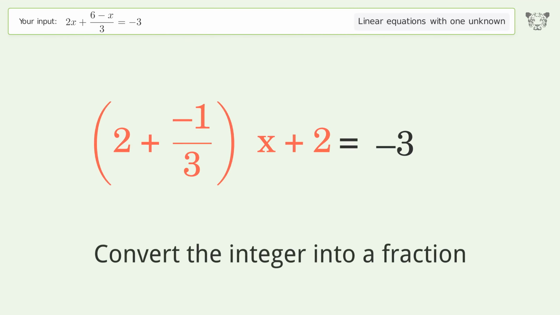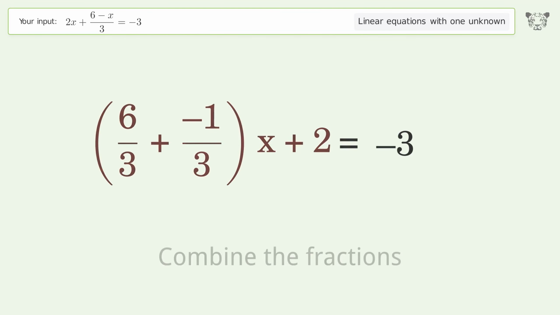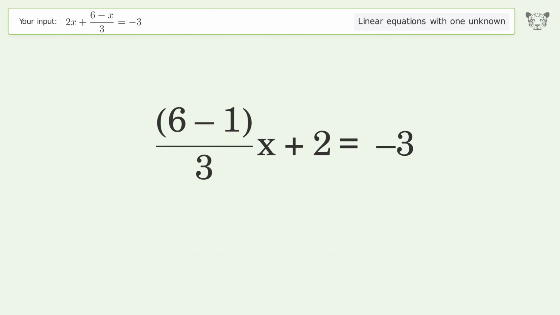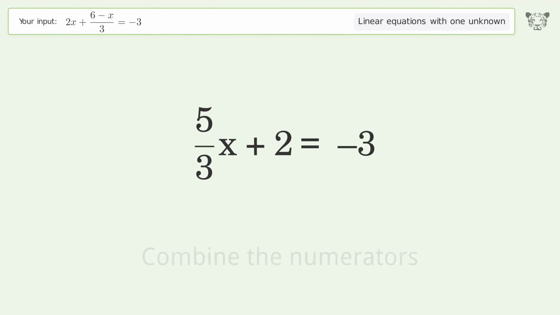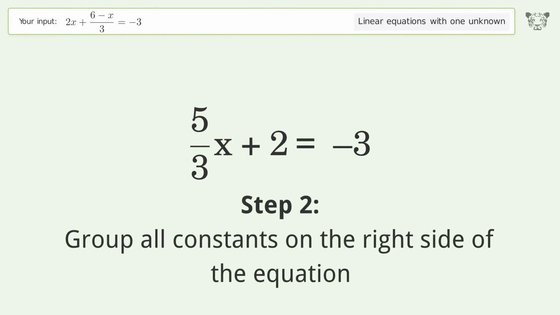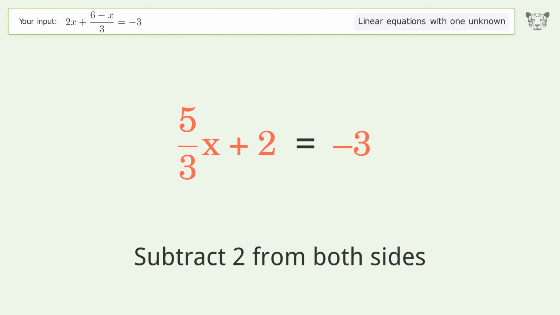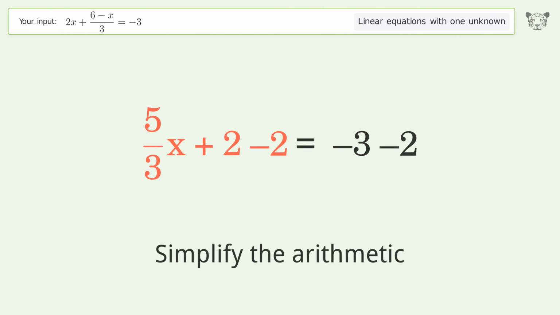Convert the integer into a fraction. Combine the fractions. Combine the numerators. Group all constants on the right side of the equation. Subtract 2 from both sides. Simplify the arithmetic.